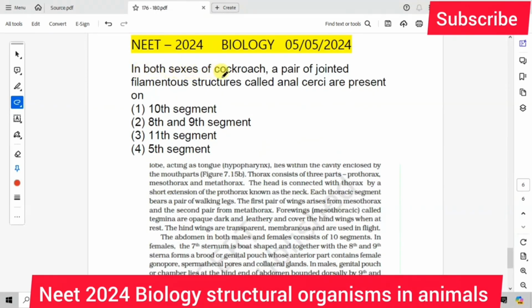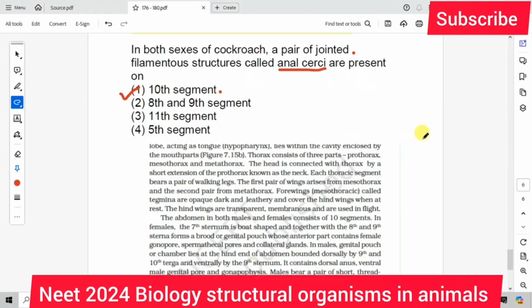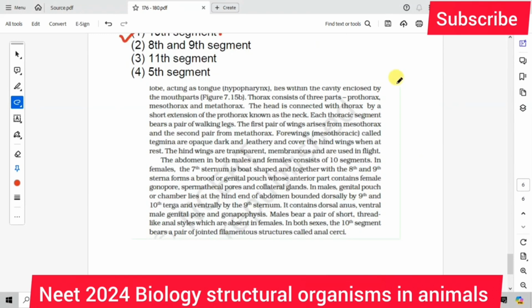In both sexes of cockroach, a pair of jointed filamentous structures called anal cirri are present on which segment? Option 1 is the answer, the 10th segment. They are present on the 10th segment. And the NCERT information is here from the chapter known as structural organisation in animals.